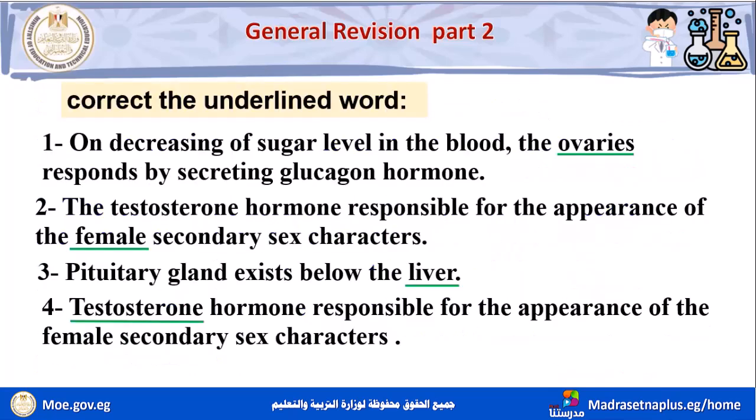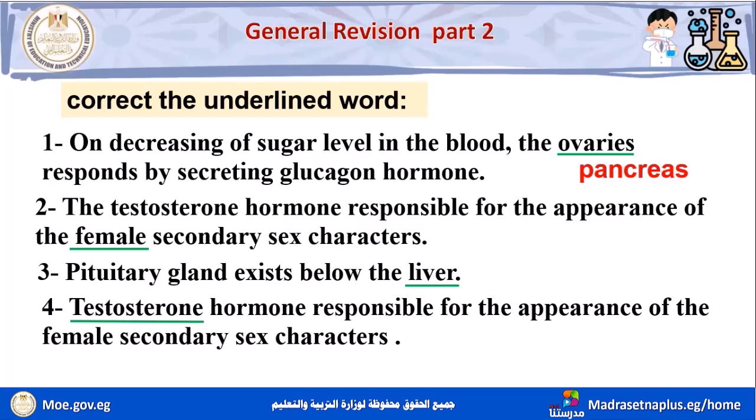Another question, correct the underlined word. Question number 1. On decreasing of sugar level in the blood, the ovaries respond by secreting glucagon hormone. On decreasing of sugar level in the blood, the pancreas responds by secreting glucagon hormone.